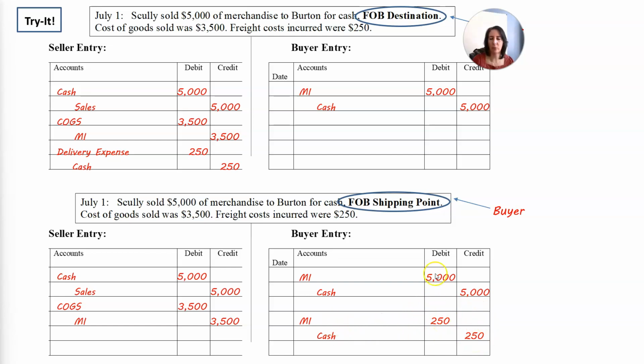Okay? So that inventory, if the buyer is paying for it, they paid for the $5,000 and they paid for the $250 in freight charges, then it really cost them $5,250. And when we add these two together, that's $5,250. And they paid cash of $5,250.